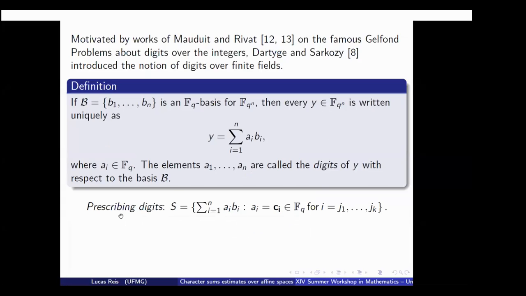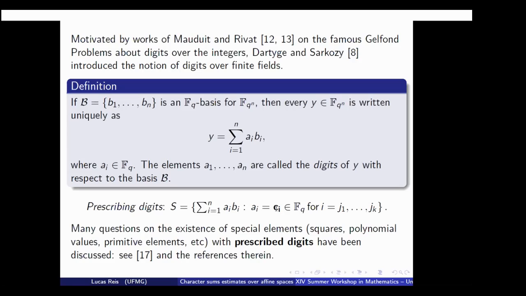Okay, so we have this thing on prescribing digits, right? So we just consider a special subset of Fq to the n. So we just choose some positions, j1 to jk, k positions. And so at these positions, I prescribe the digits, right? So at the position j1, I want the element c_j1, where c_j1 is an element of Fq, right? And so we have many works dealing with special elements with prescribed digits.